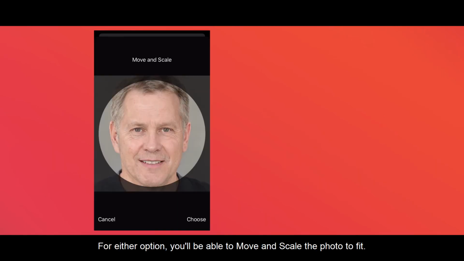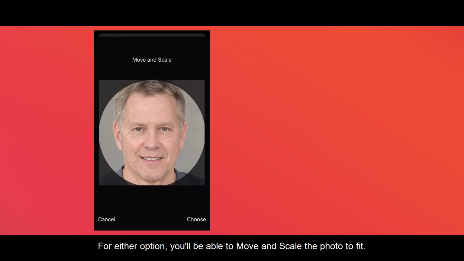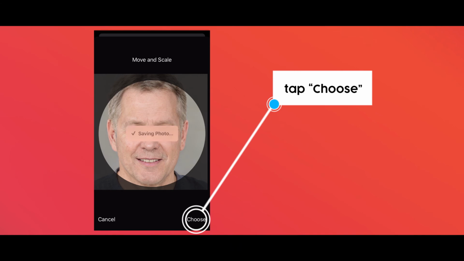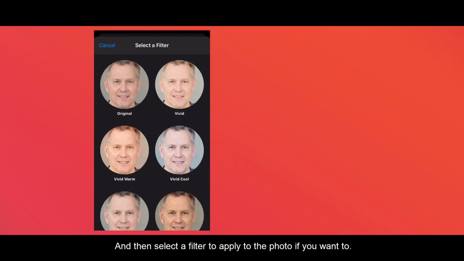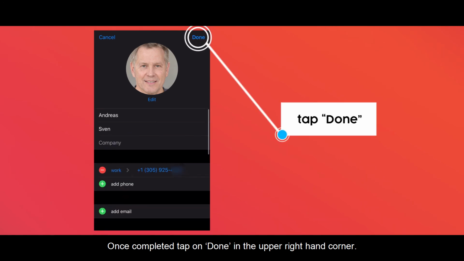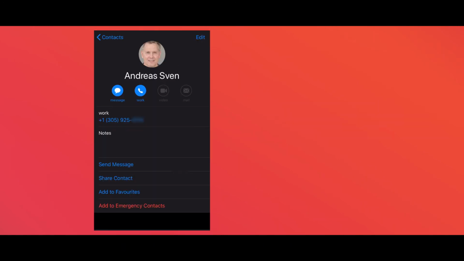For either option, you'll be able to move and scale the photo to fit. Once you choose the best photo, tap Choose to save the selection. And then select a filter to apply to the photo if you want to. If no filter is required, tap on Original. Once completed, tap on Done in the upper right-hand corner. And that's how you add a photo to your phone contacts.